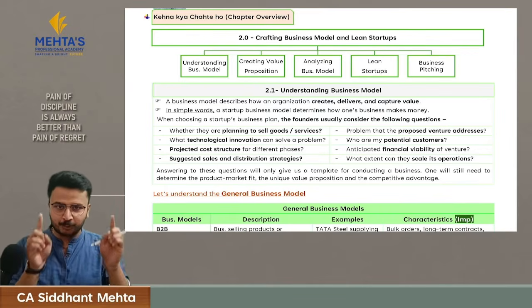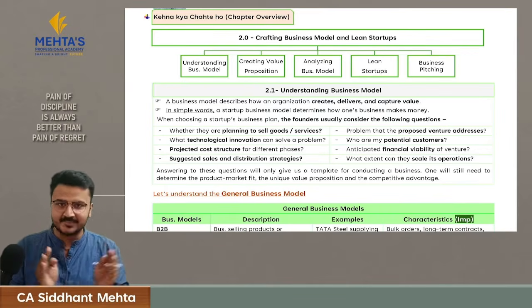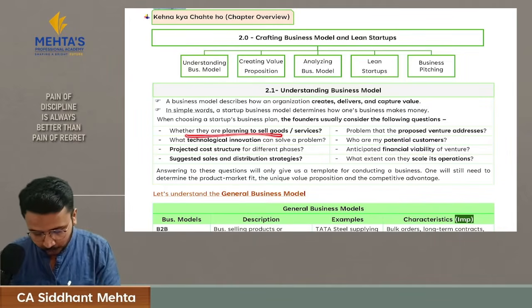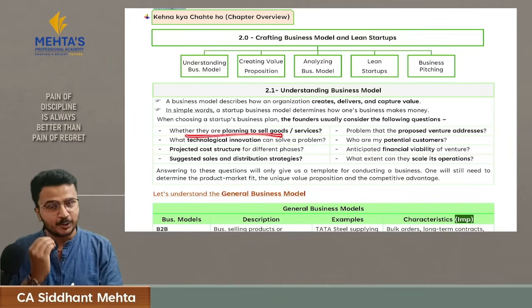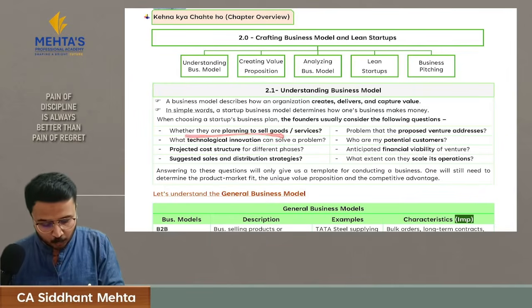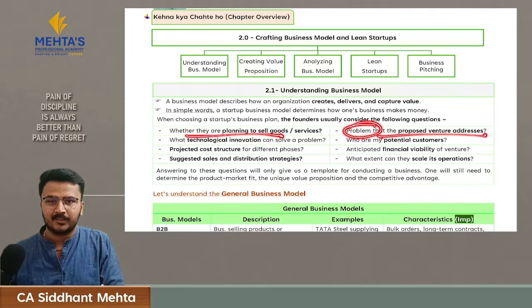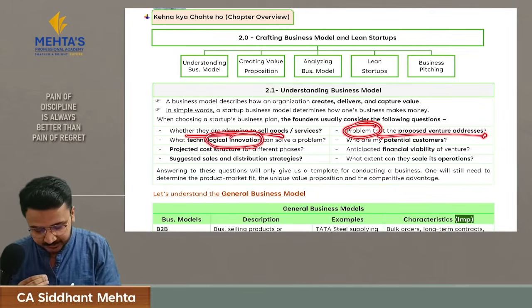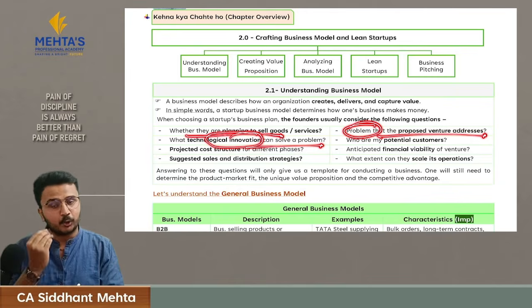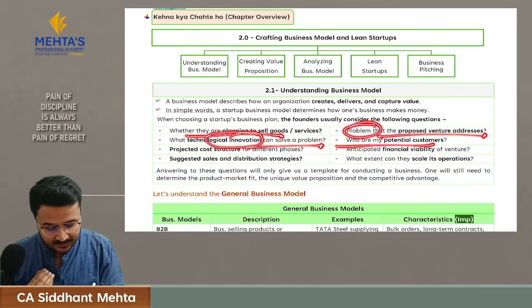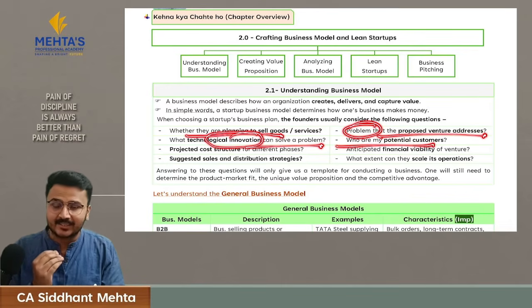So whenever you are going to frame this template, when you are going to make this template, you have to answer the following questions, and these questions are whether they are planning to sell goods or they are planning to sell services. Then from their goods or services, what problems they are addressing. To solve these particular problems, what innovation they are going to do, whether it is in product or it is in the process, what innovative way you are going to bring to solve that particular problem. Then who are their potential customers, who are their target customers.